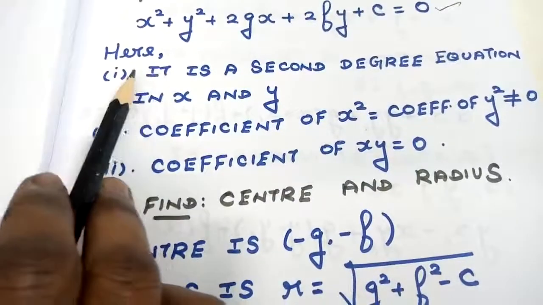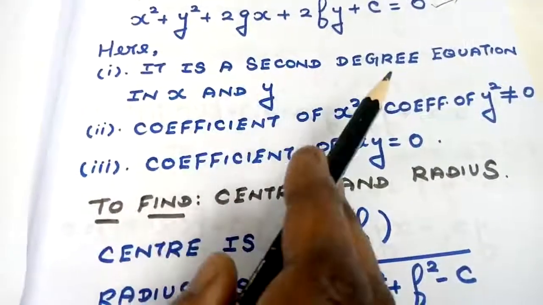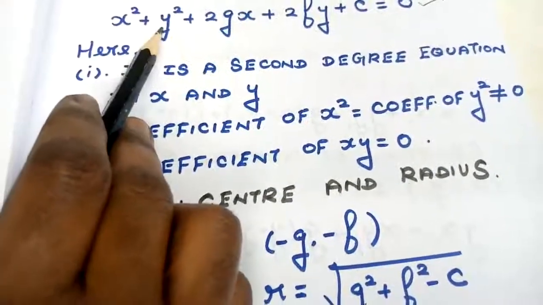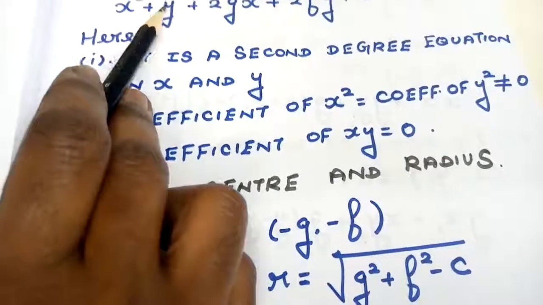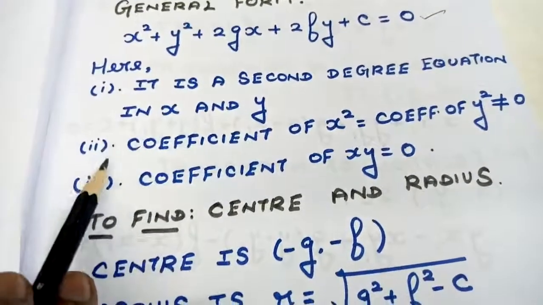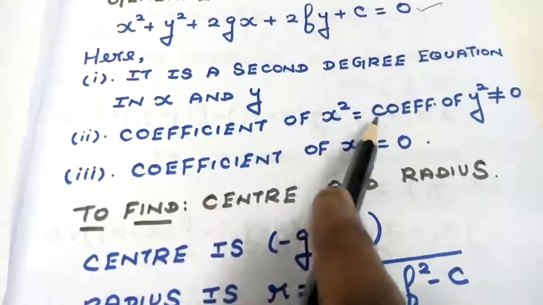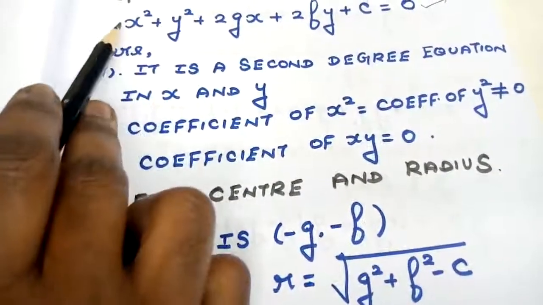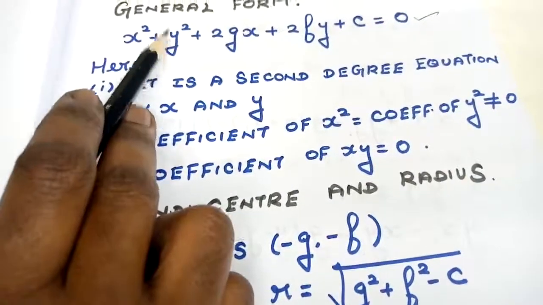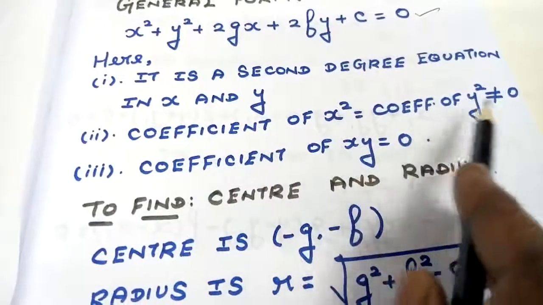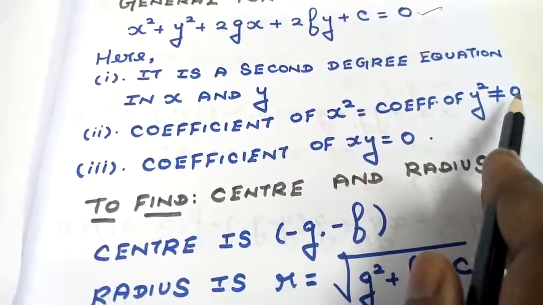The first one is it is a second degree equation in x and y. We are having two variables x and y. Second degree, highest power is going to be 2 for x and y, x square, y square. The second one is coefficient of x square is equal to coefficient of y square. Both the coefficients, that is here 1 x square plus 1 y square, that is a concept they are telling here. Definitely that particular value must not be equal to 0.